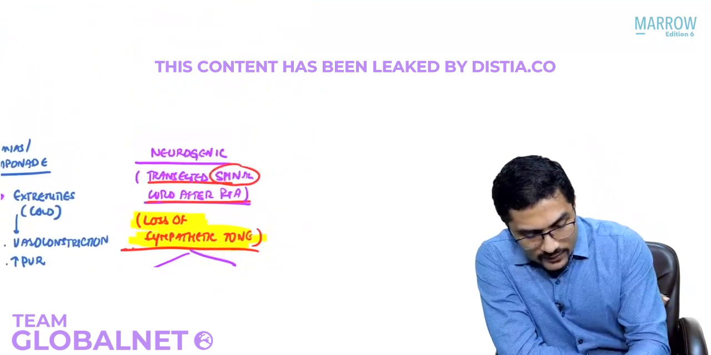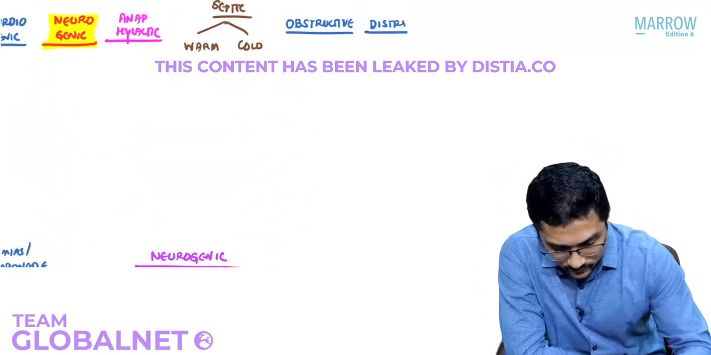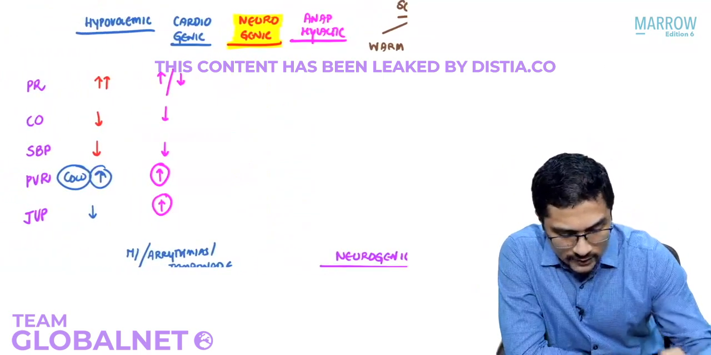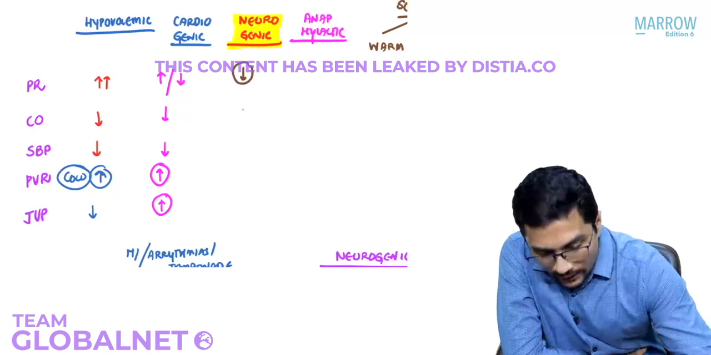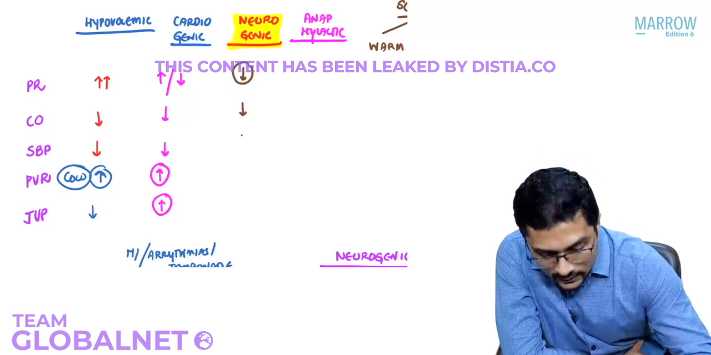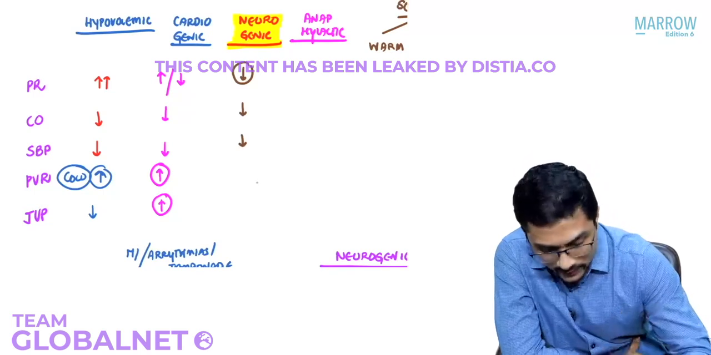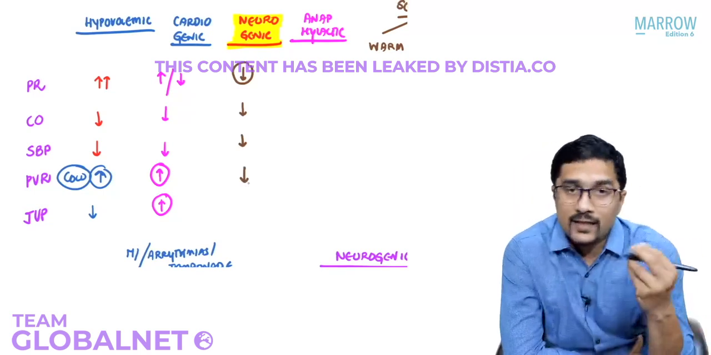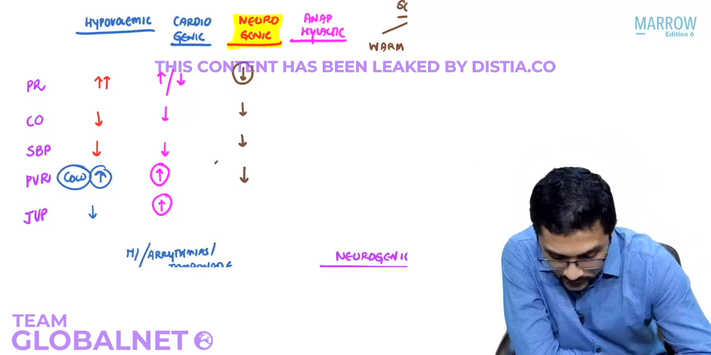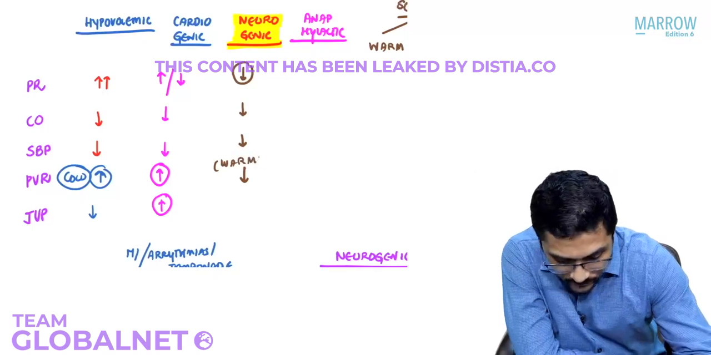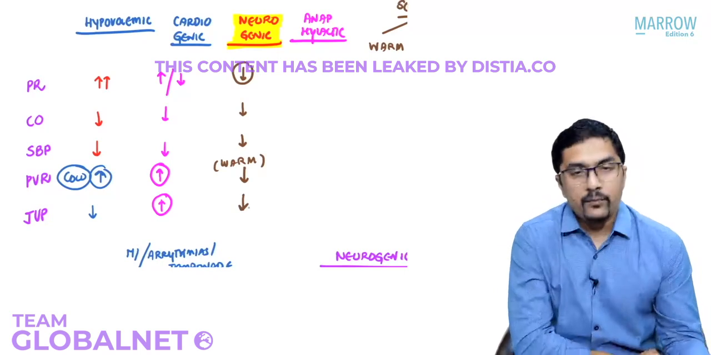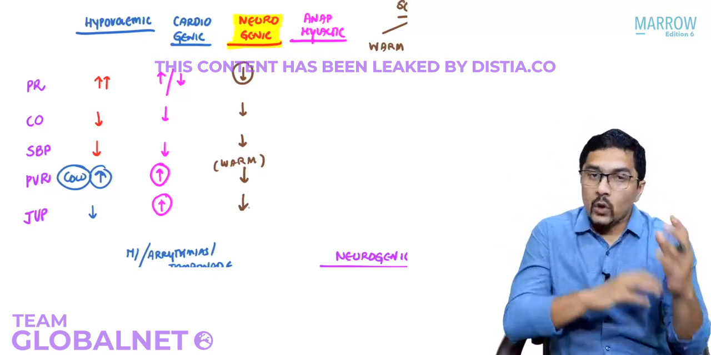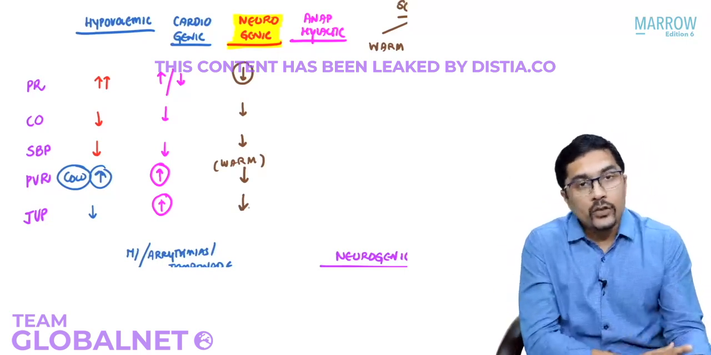Let's fill in the blanks now in the table. So neurogenic shock, you can see there is bradycardia occurring. Cardiac output is also reducing. Systolic BP is also reducing. Peripheral vascular resistance is reducing. Why? Because the extremities are warm. And JVP is also falling because the return is less. So all the parameters have reduced.